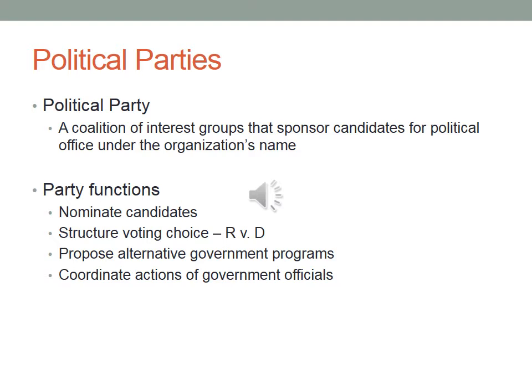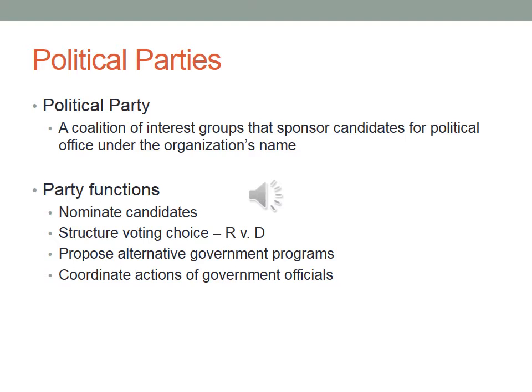Some basic functions of a political party in America is to nominate candidates. We go through a nomination process, which we will talk about in a little bit, but each party has their own electoral process to nominate candidates for all levels of office, all the way from local government to state level to Congress to the president. And each party has their separate elections. Those are called primary elections, nomination elections.